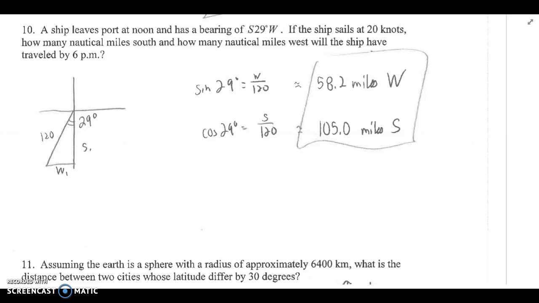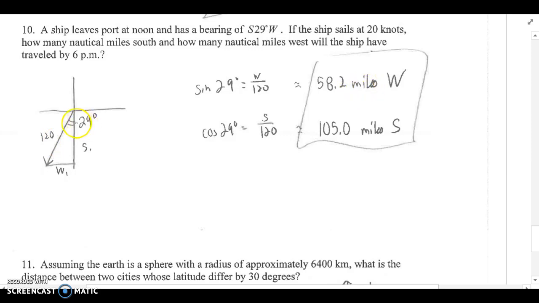Problem number 10, here is our drawing. It's going 29 degrees west of south, so it is going in that direction. 20 knots for 6 hours means it's going to travel 120 nautical miles. So when we're trying to find how many miles west will the ship have traveled by 6 p.m., we're going to say that the sine of 29 degrees is W divided by 120. And you solve that, you get it's 58.2 miles west.